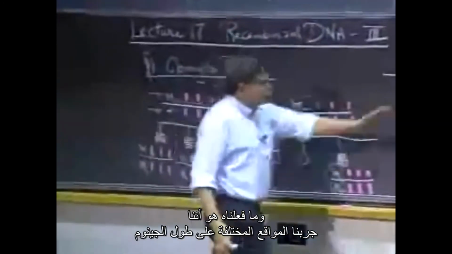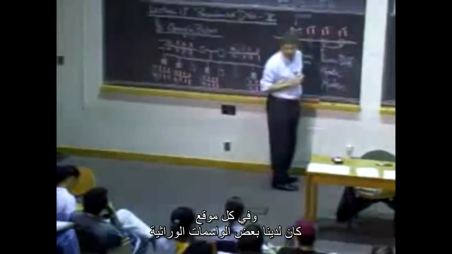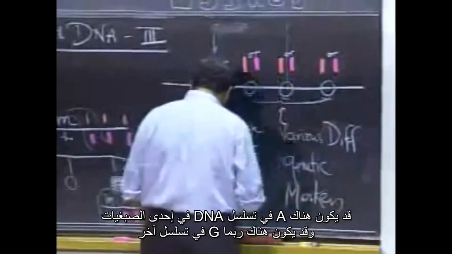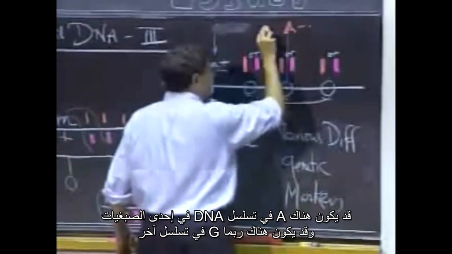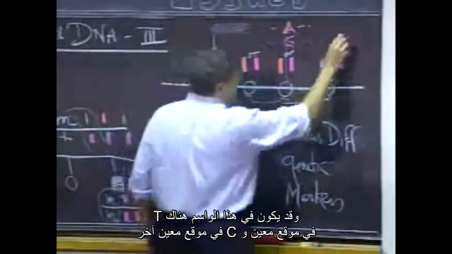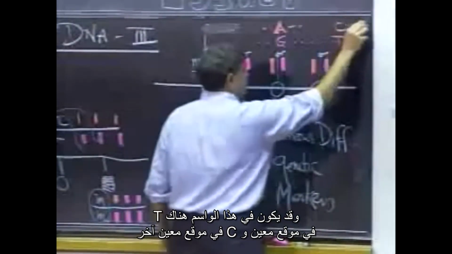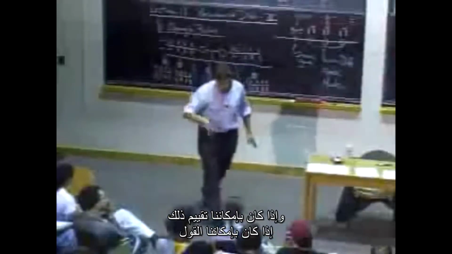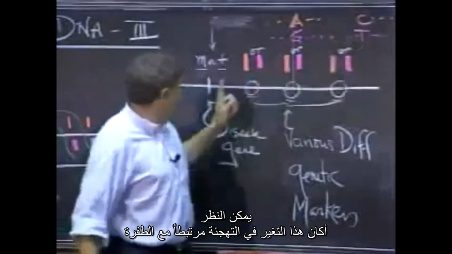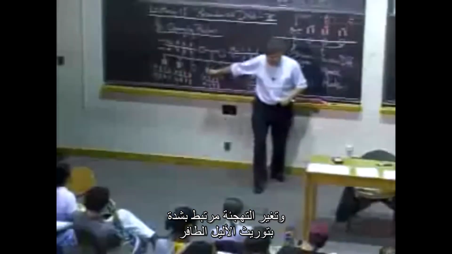And what we did was we tried different positions along the genome. And at each position, we had some genetic marker. That genetic marker might be as simple as the fact that at that position, maybe there's an A in the DNA sequence on one of the chromosomes, and maybe a G in the other sequence. And over here, this marker might be there's a T in some particular position, and a C in another. If we could assay that, we could look at whether this spelling variation is closely correlated with the inheritance of the mutant allele.